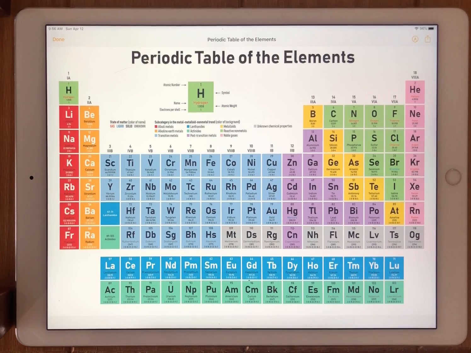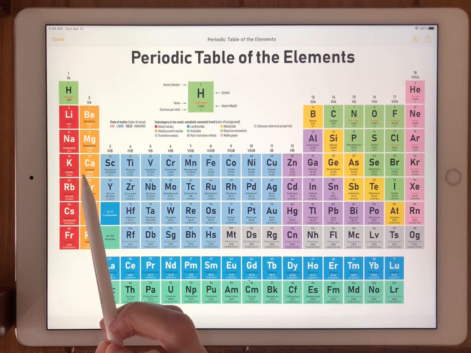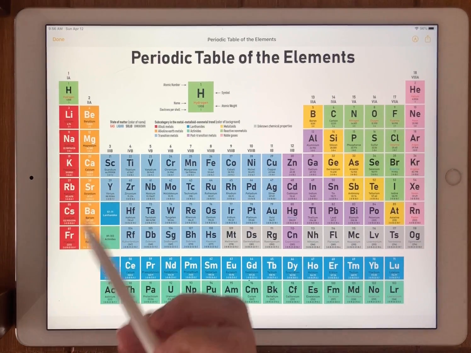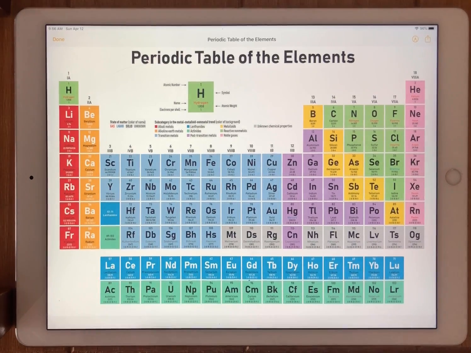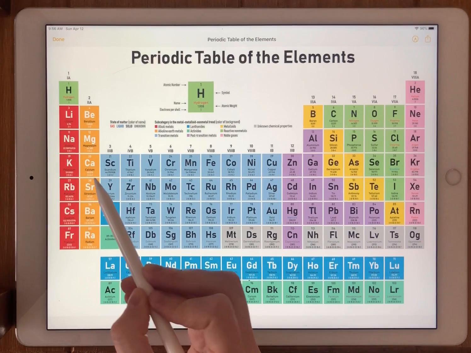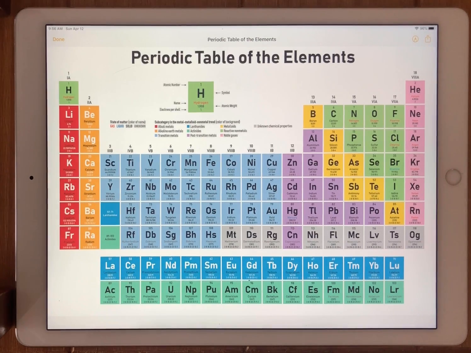We've learned that an element is a bunch of basic substances that cannot be simplified, meaning this is as small as it gets. When we look at a specific element like calcium, we can look at the atomic number as well as the mass to see what it's made up of.